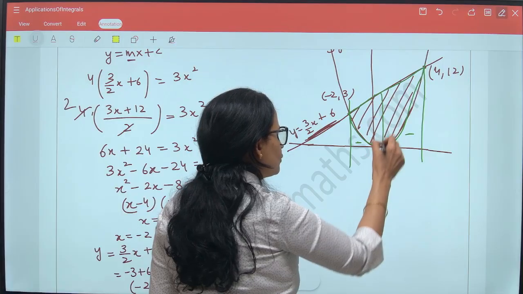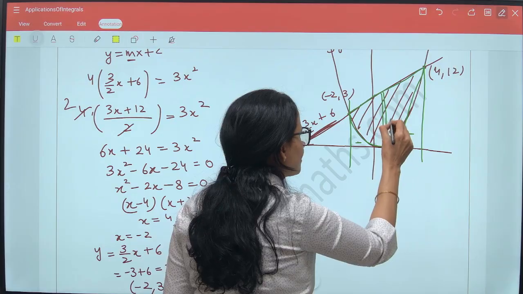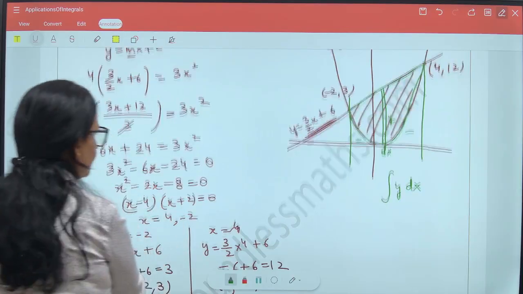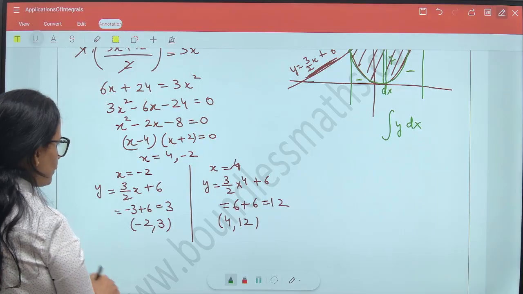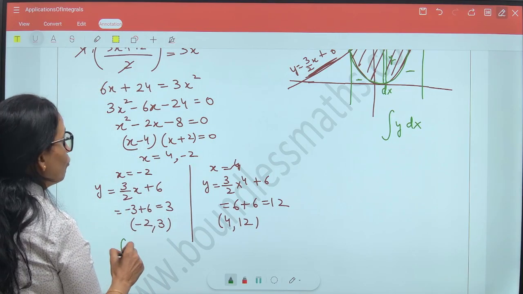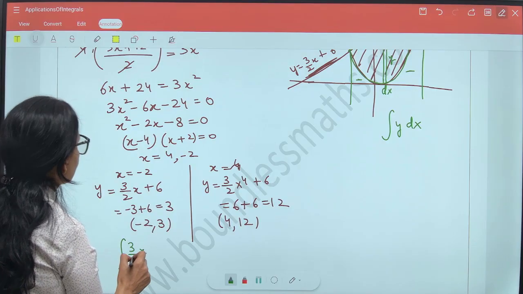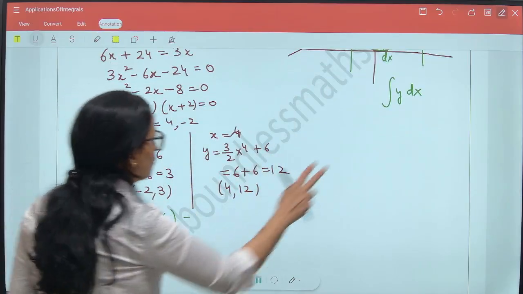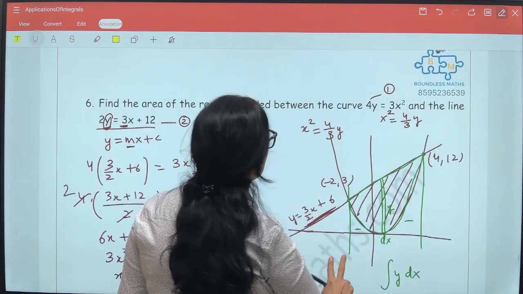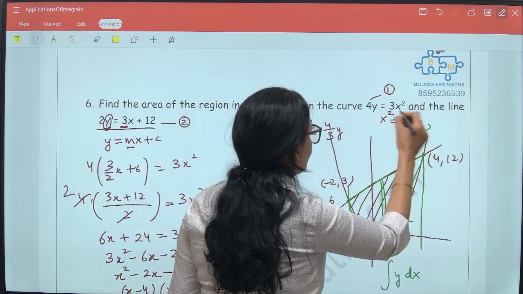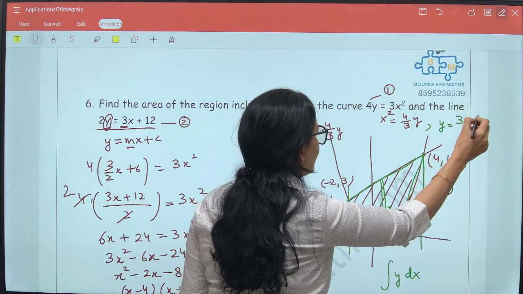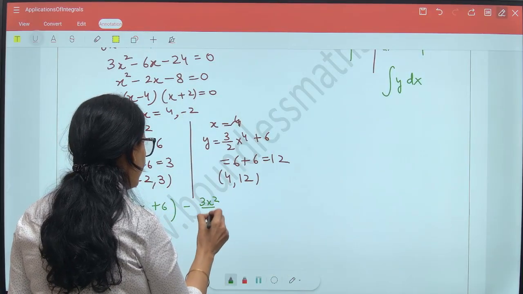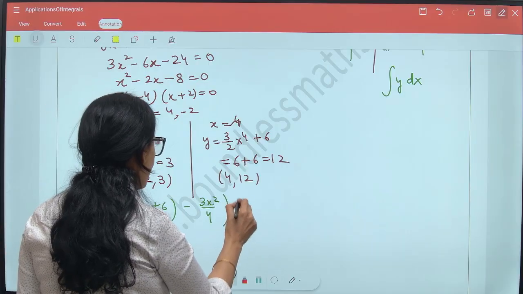And if you take a marginal area here, it is dx and this is y. So we are going to use integral of y dx. So let's do it. Integral of y dx, first the equation of the straight line. So we have integral of 3 by 2x plus 6. From this you take away the equation of the parabola, y is equal to something. So this can also be written as y equals 3x square by 4. So we need to integrate 3x square by 4. Put this entire expression in brackets and a dx here.